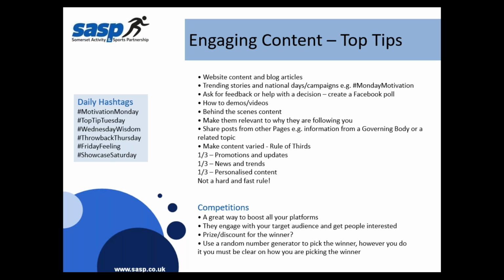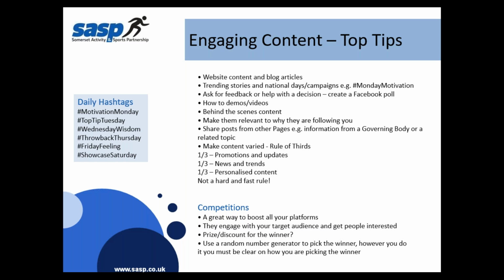So we've got some top tips to create engaging content here. And again, these are just ideas that you can use. There's a lot here, so maybe just take a couple away with you and think you can work on those. You can link website content and blog articles, so from your website onto your social media, and that's as simple as cutting and pasting. And once you cut and paste a URL into Facebook, it should come up with a nice box so that people can just click on that link instead of having to click on the ugly URL.